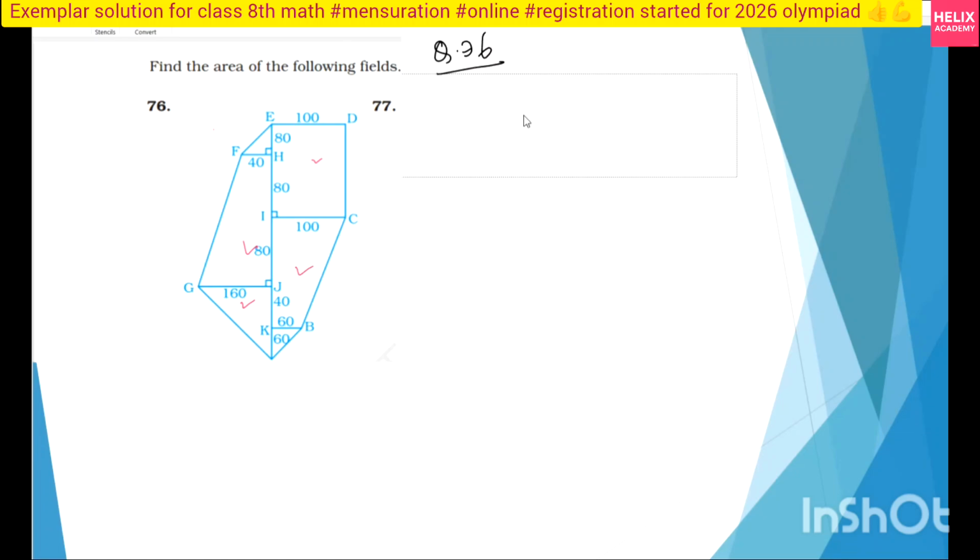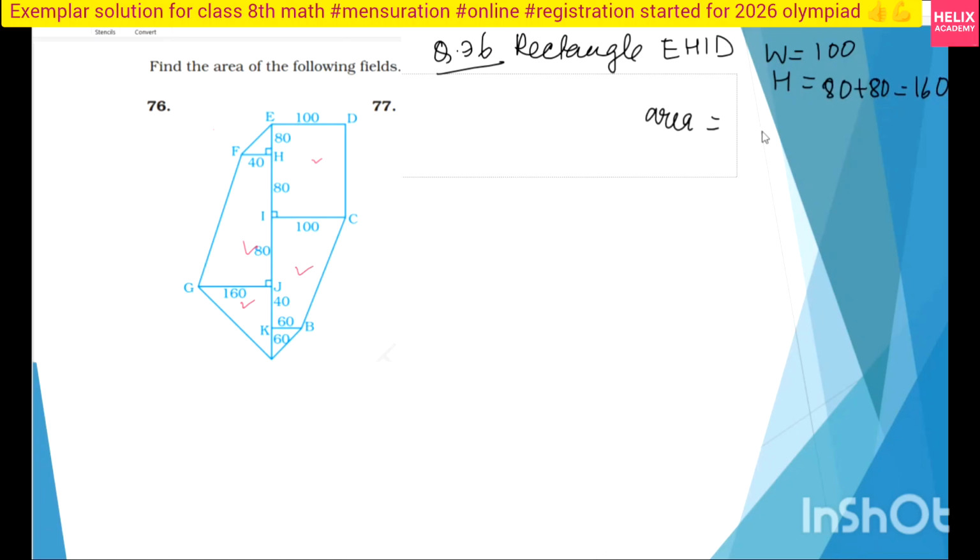So see, first I will solve the rectangle EHID. In that, width is equal to 100. Height is equal to 80 plus 80, which is 160. So area is width into height. So it will be 100 into 160. So I will get 16,000. Next, this is your area 1. Next is your rectangle.